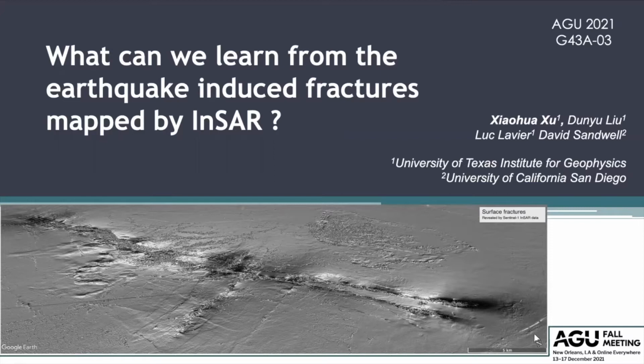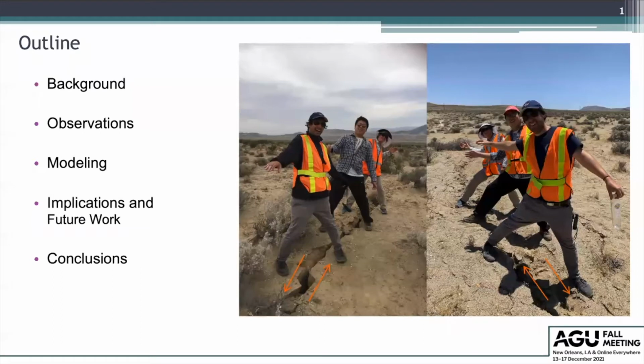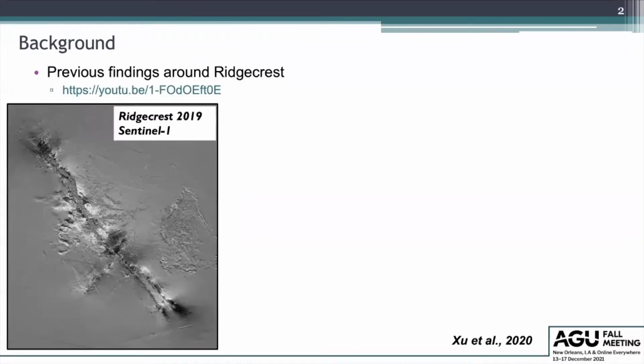I'd like to present some follow-on work that we did near Ridgecrest, mainly targeting the deformation profiles on these small fractures and their mechanical properties. Before we really get started, I'll briefly go over our prior results and how it led to this study, showing some observations that go to later modeling, then some implications and future work, and some take-home messages.